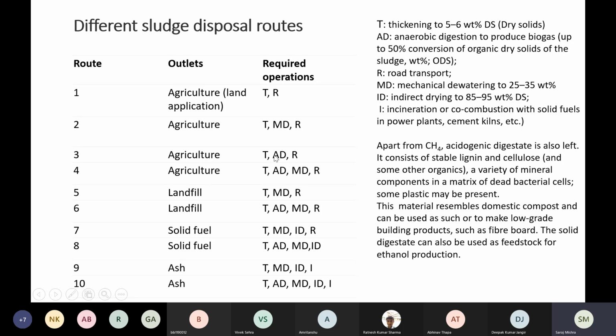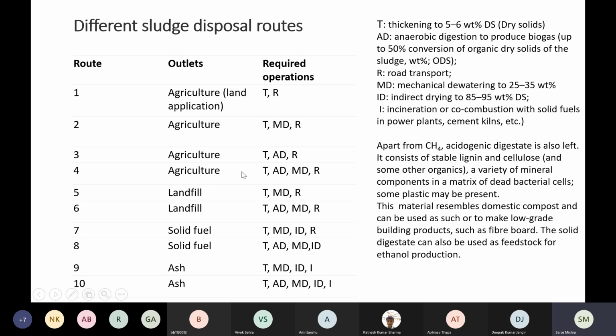And this methane is an energy source. You can, for example, light bulbs with it, or you can supply this methane to heat the boiler or to increase the temperature, things like that. By AD, we mean that anaerobic digestion of the sludge can also be carried out. Methane can be recovered from there, and it can be used in the farmlands for different kinds of practices.